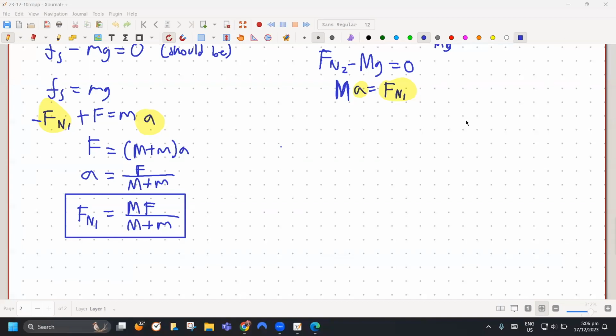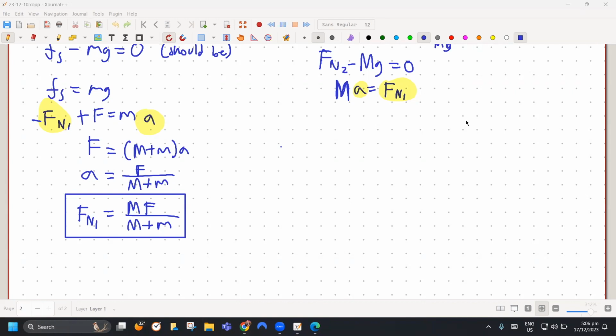Natin gawin ay kailangan natin i-check ang normal, kasi di ba yung maximum static friction na kayang ibigay ng system is given by normal force times mu sub s, di ba? So yung mF over m plus M, that's going to be equal to the normal force.